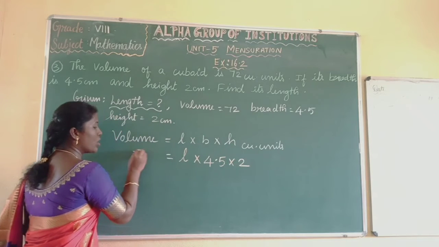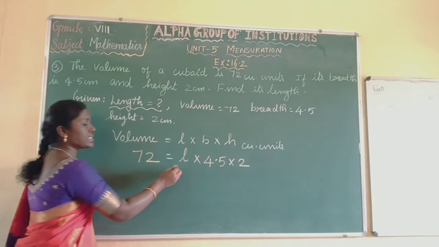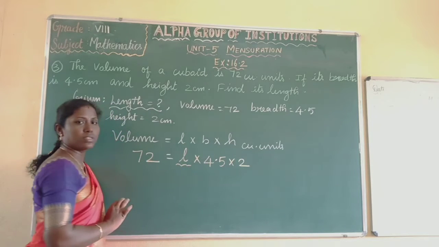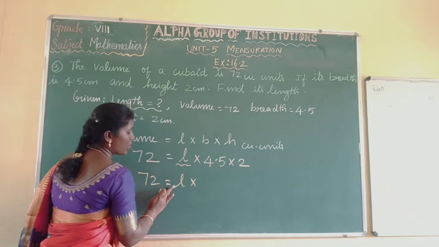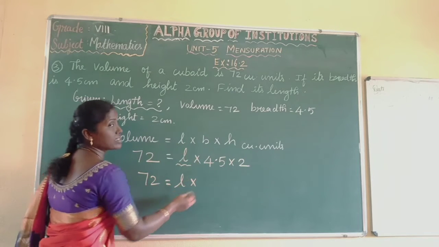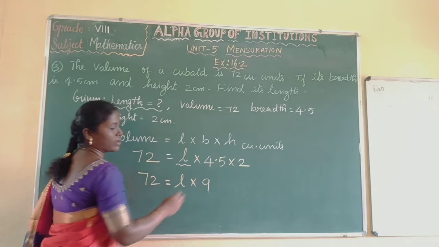And the volume of the cuboid is given in the question as 72. See, except the length, we got all of the values in the formula. So 72 is equal to L into, what is 4.5 into 2? It is 9.0. We can take the standard value as 9.